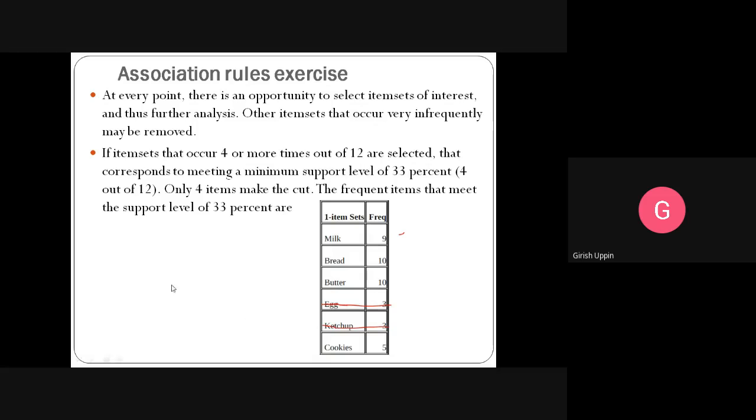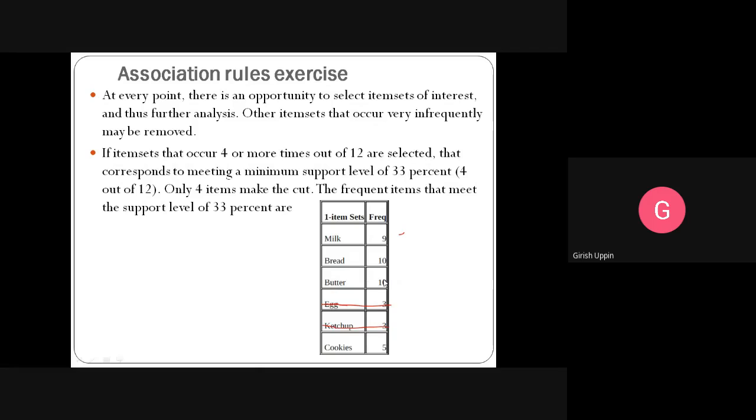Now, if you see, an item set that occurs 4 or more times, 4 means what? We have set the support as 33%. 33% is what? 4 out of 12. 4 by 12 is nothing but 33%. If an item is not bought at least 4 times, its support level is less than 33%. So we are going to leave those items.